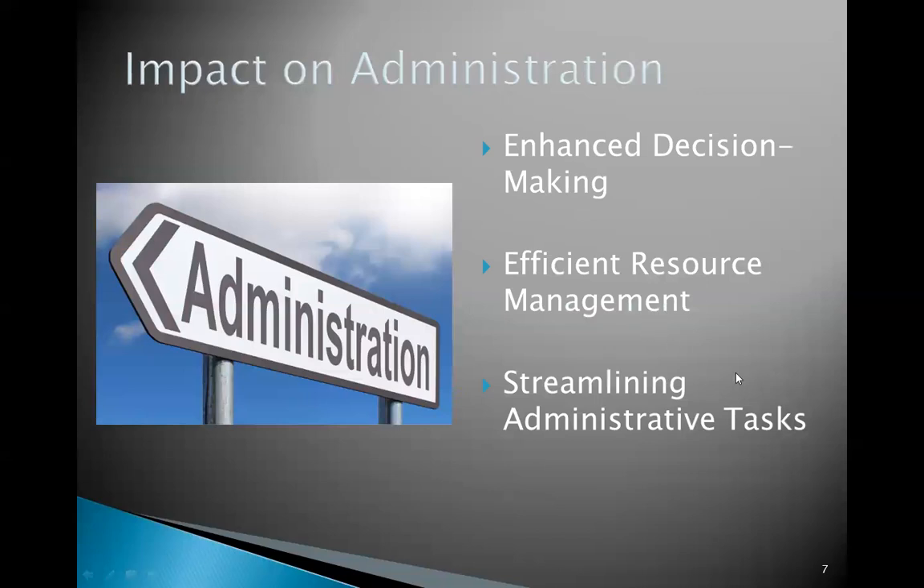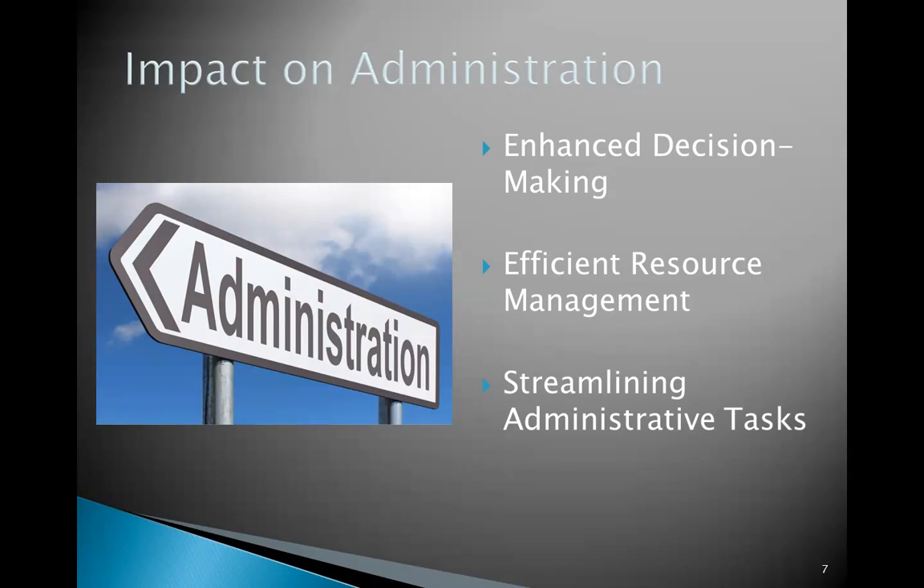Okay, next slide. Impact on administration. So what does this do on administration? Focusing on three things. Enhanced decision-making. Informatic tools provide administrators with comprehensive analytics and reports. This enables evidence-based decision-making, makes policy formulation easier, and allows for proper strategic planning. Excuse me, I got tongue-tied with that word.